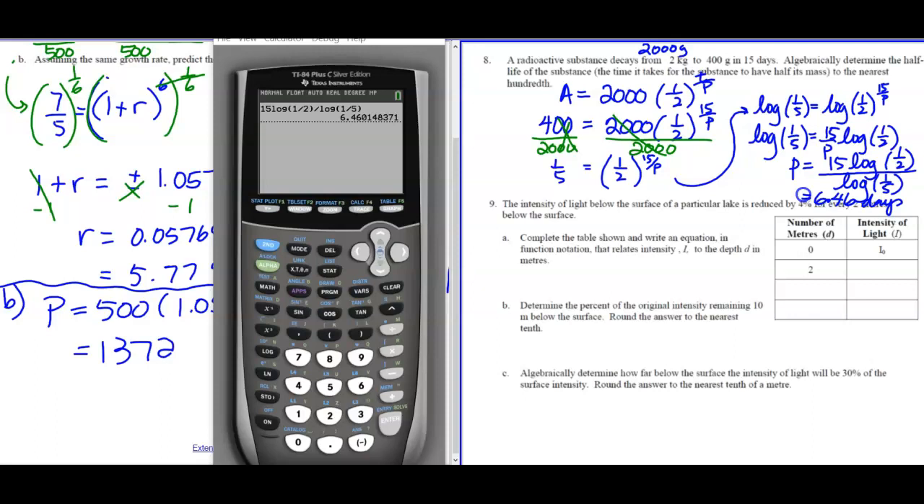So let's think about it. After 6.46 days, 2,000 should have become 1,000. Another 6.46 days, so that's about 13 days, that 1,000 would become 500. So that kind of makes sense, because then a little bit longer, from 13 days to 15 days, 2 more days, you're down to 400.